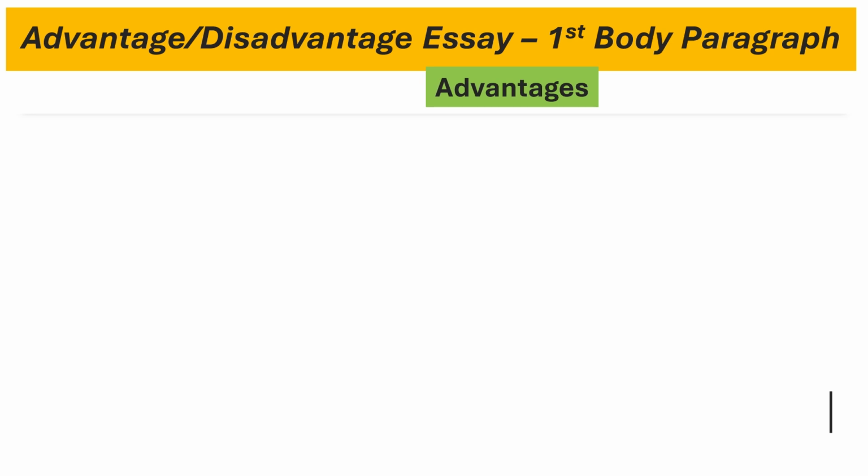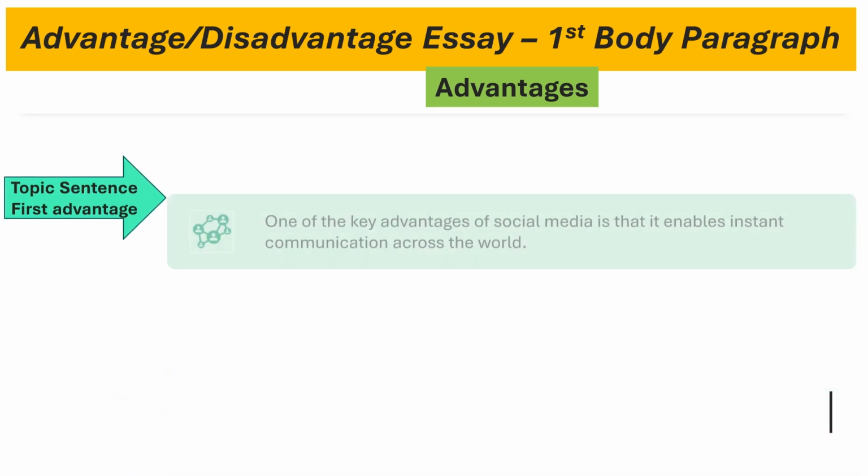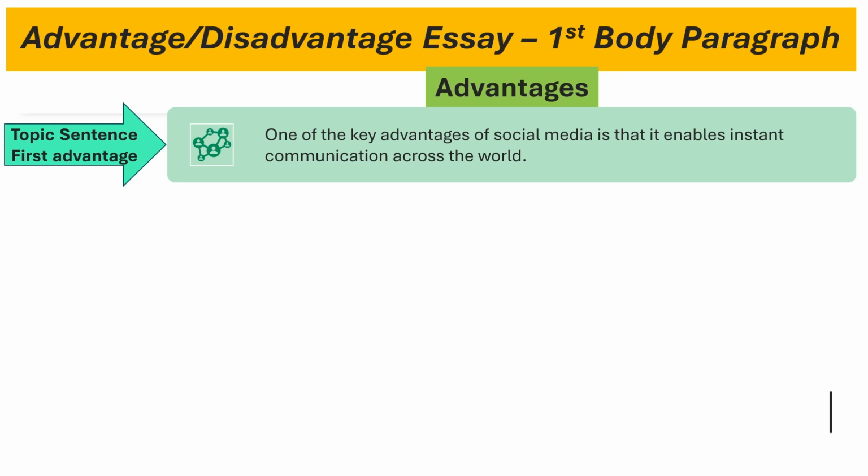In this case, since we are discussing advantages, our topic sentence could be: one of the key advantages of social media is that it enables instant communication across the world. This topic sentence clearly states the main benefit: instant global communication. After introducing the main idea, the next step is to expand on it by explaining how or why it is an advantage. Here we provide more details about how social media allows people to stay connected.